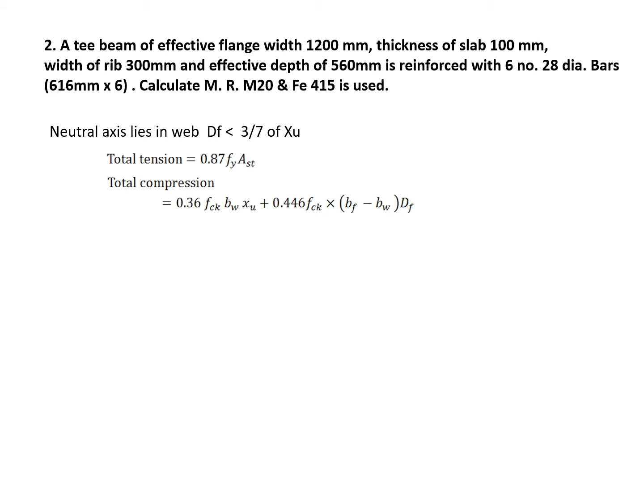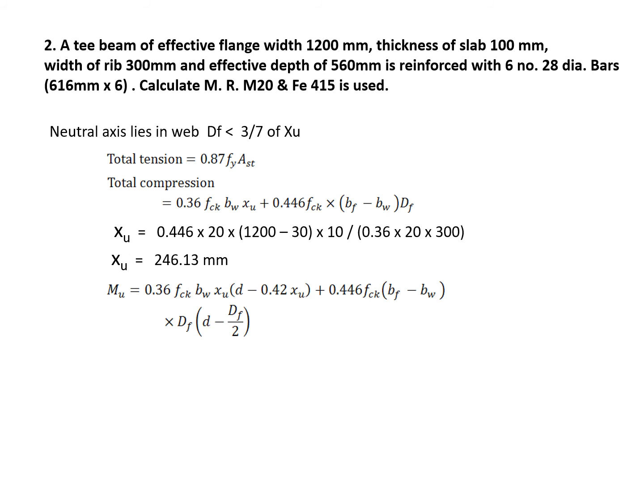So we'll use this formula for compression, where the first part of the expression is assuming that the full width of the web goes up to the top, and second is the balance of the flange into df into the stress. These expressions we had derived also earlier. So now you have 0.446. You plug in the numbers out here and you get XU. And see, surely it is more than 100. And if you find 3/7 of XU, that will be more than df.